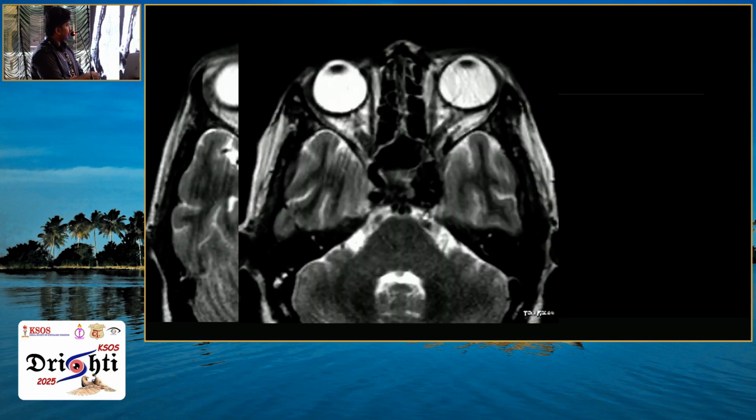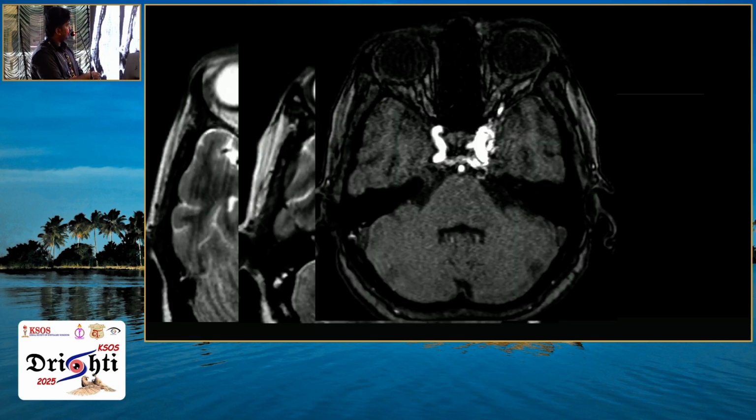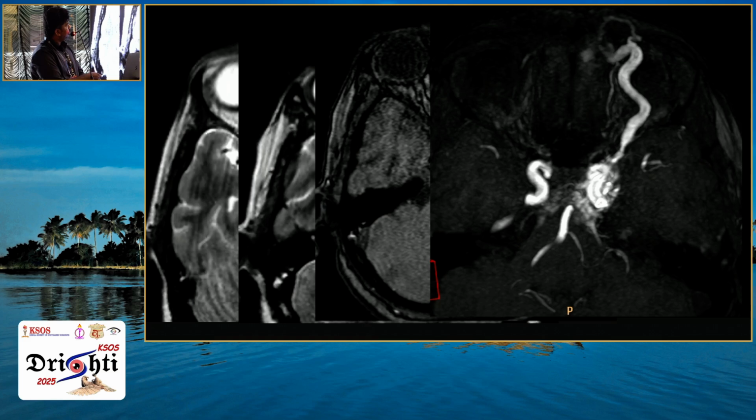And if you see at the cavernous sinuses, single nice flow void, but there are multiple flow voids on the right side. Contrast enhancement, and also there are multiple enhancing vessels over here, and also intraorbital there is something enhancing. This is the superior ophthalmic vein. This is a reconstructed image.